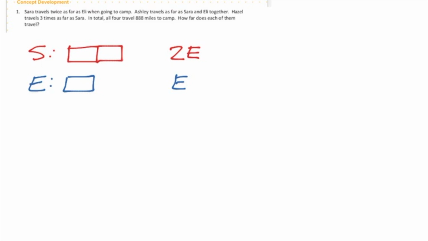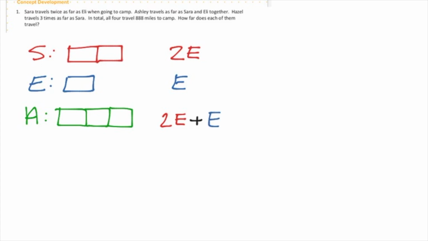Great. Ashley travels as far as Sarah and Ellie together. So Sarah, which was 2, and Ellie. So Sarah plus Ellie. Well, let's replace that. We know that Sarah was 2 times E, 2 times whatever Ellie was, plus Ellie. I'm just reading this problem and getting this information written.